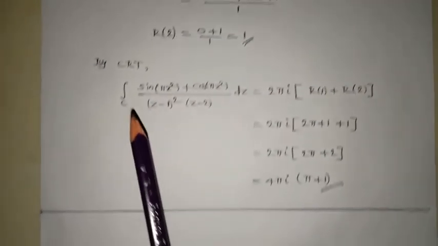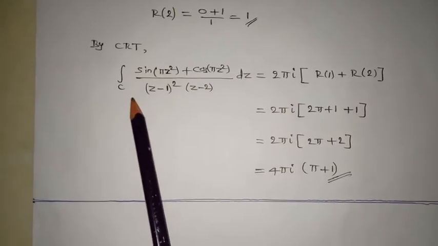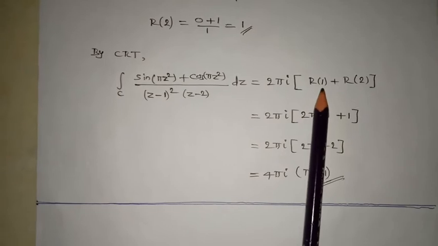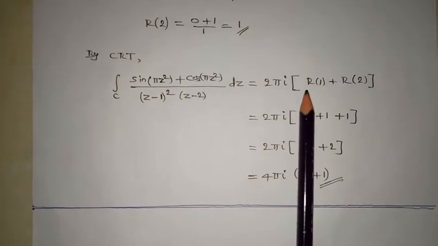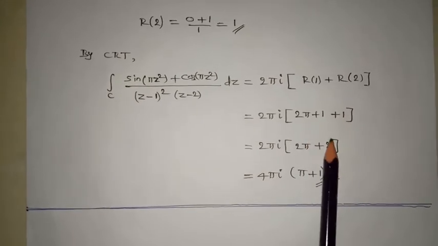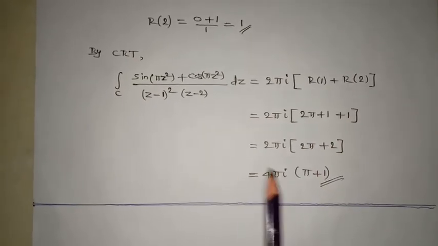Now by the Cauchy residue theorem, the integral over C of f of z dz is equal to 2 pi i into the sum of the residues, that is R of 1 plus R of 2. Now replace the values. After simplification, you will get this.